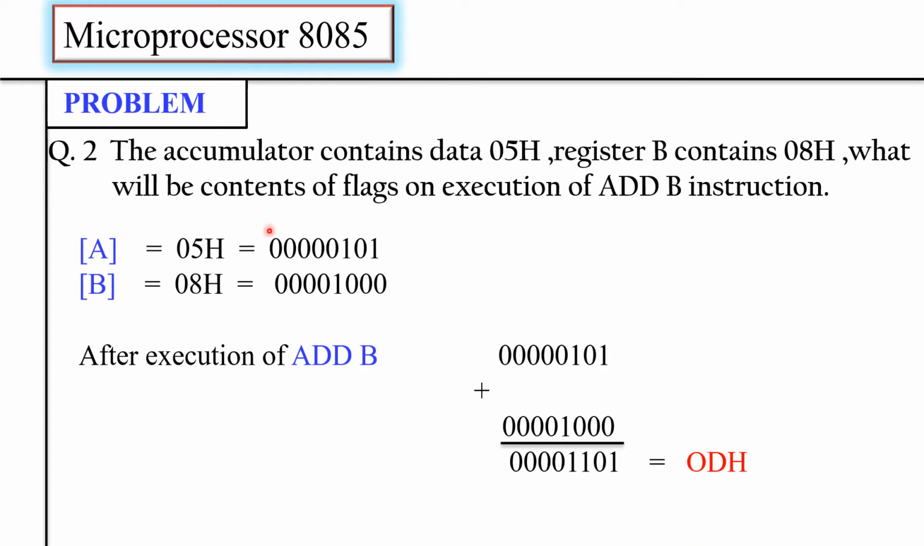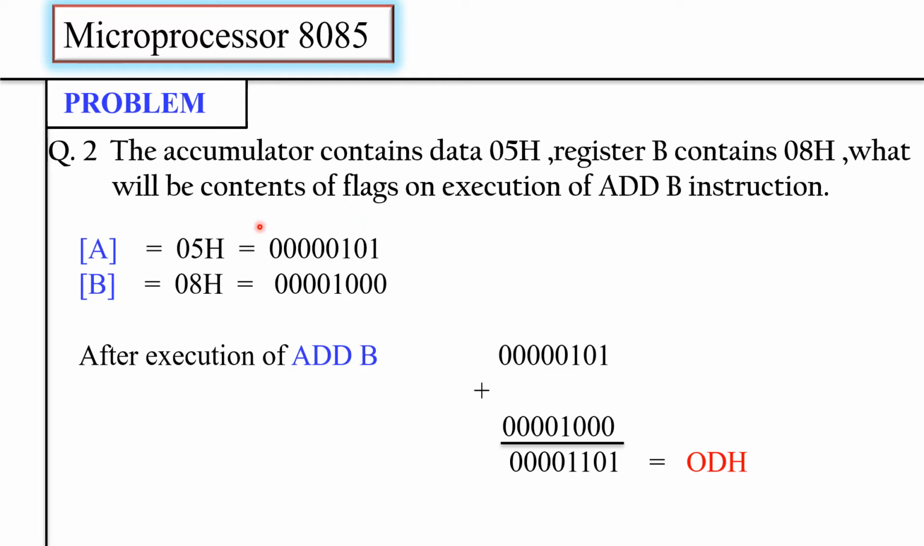Now here is another type of question on flags. Question number 2: the accumulator contains the data 05H and register B contains data 08H. What will be the content of the flags on execution of the ADD B instruction? So the instruction is given, and after executing it, what will be the status of the flags? So A, what is the accumulator content?